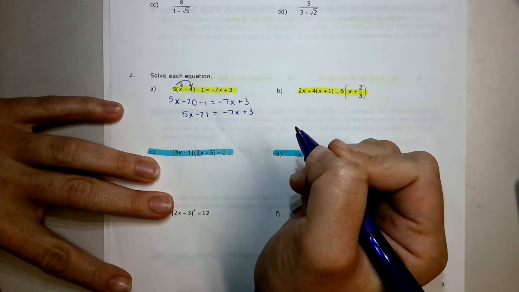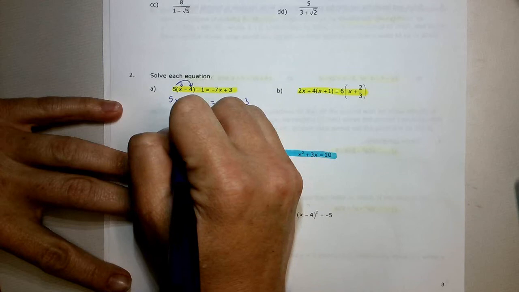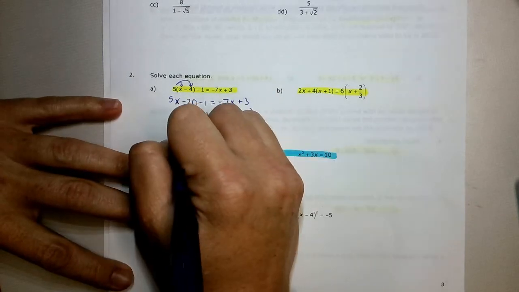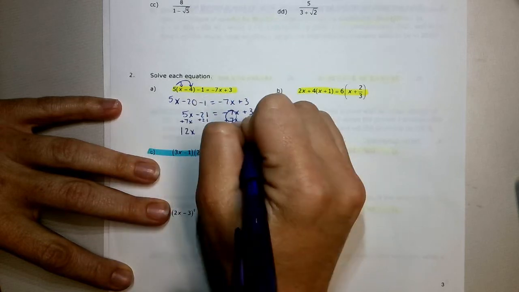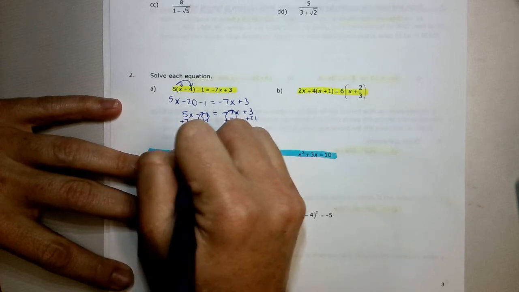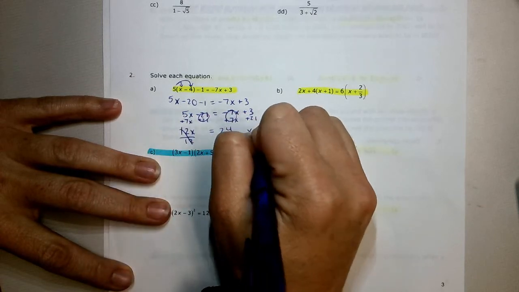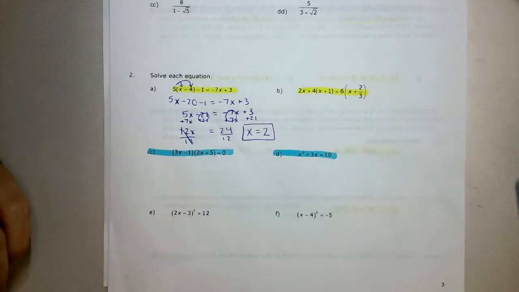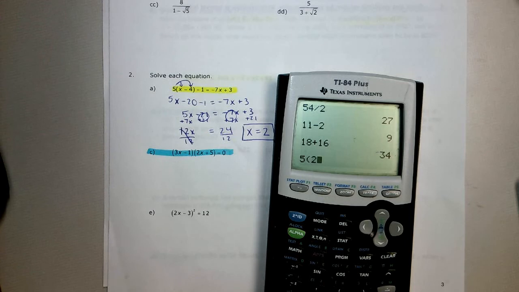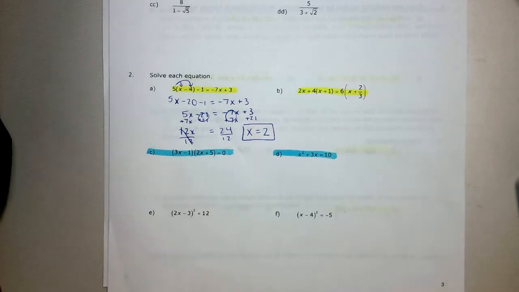I like to move my smallest x first, so plus 7x, plus 7x. So this gives me 12x, and I'm going to add 21 to both sides. Equals 24. Divide by 12, and I get x equals 2. Now, I want you to realize you can plug that in to check your work. Since there's an x on both sides, you're going to have to check both sides. So that's my left side. That's my right side. -11 does equal -11, so we did it correct.